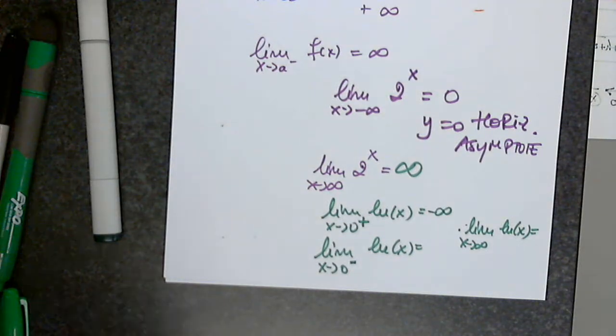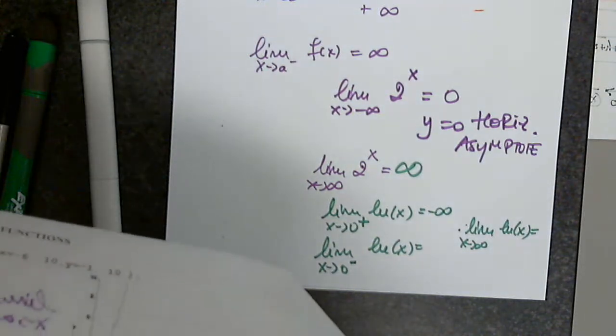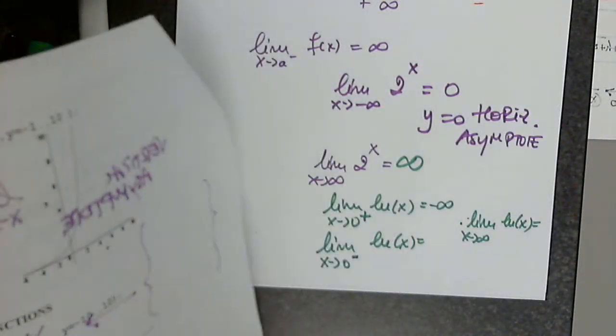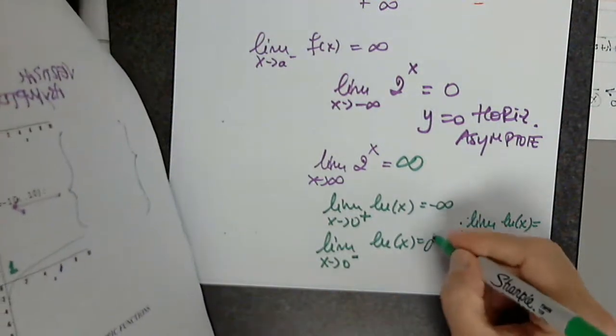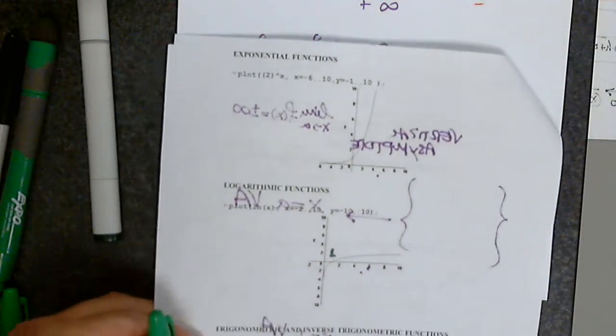What will you say? Let's look at the graph. 0 next to this. Of course, the function does not exist on that side. Absolutely. That was a little tricky question. Very good. Now, limit of natural log as x approaches infinity.